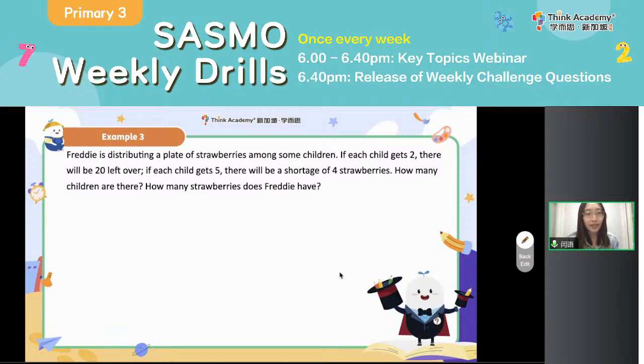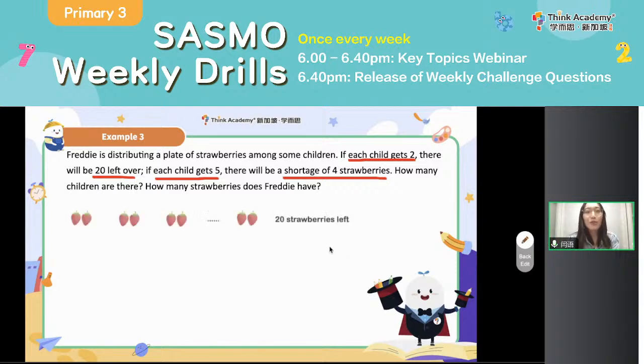Freddy is distributing a plate of strawberries among some children. If each child gets 2, again, each child gets 2, there will be 20 left over. Well, pay attention to the keywords. What is the meaning of leftover? Is it the shortage or excess? And then, if each child gets 5, there will be a shortage of 4 strawberries. How many children are there? How many strawberries does Freddy have?